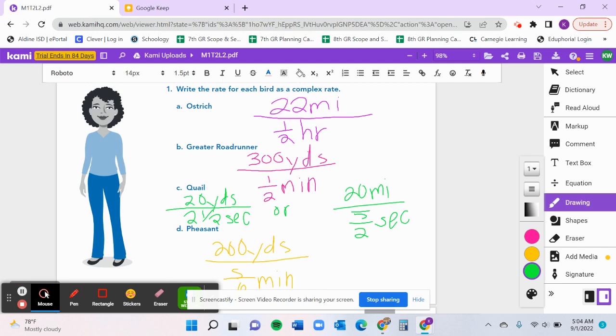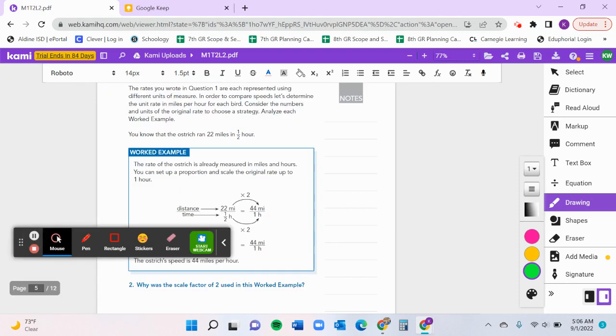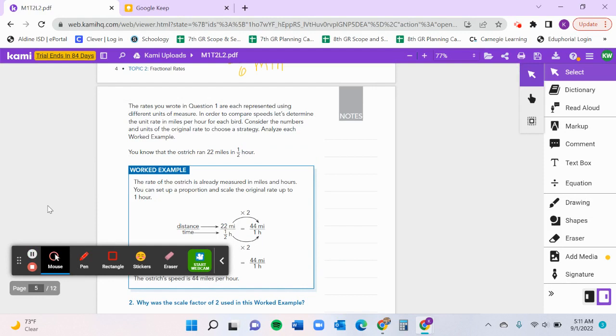Before moving on to question number 2, I want you to start thinking. Even though the rates are different for each bird and the units are different for each bird, how can I compare their speeds? You're now going to answer question number 2. It reads, why was the scale factor of 2 used in this work example? Pause here.